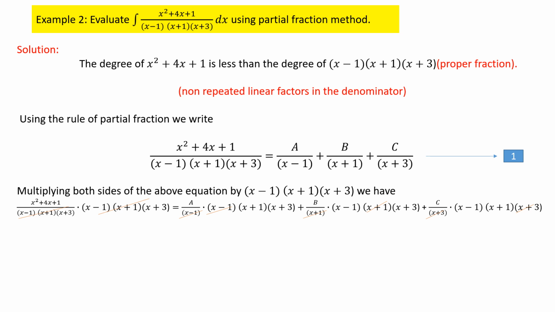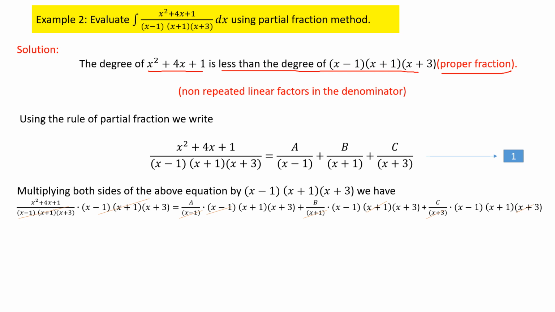Example number 2. Evaluate the integral of (x² + 4x + 1) divided by (x − 1)(x + 1)(x + 3) dx using the partial fraction method. Here, first we need to check whether the given problem is a proper or improper function. It is easily identified that the degree of the numerator p(x) is less than the degree of the denominator g(x). So I can say this is a proper fraction.